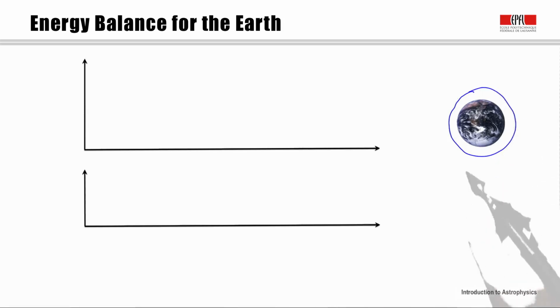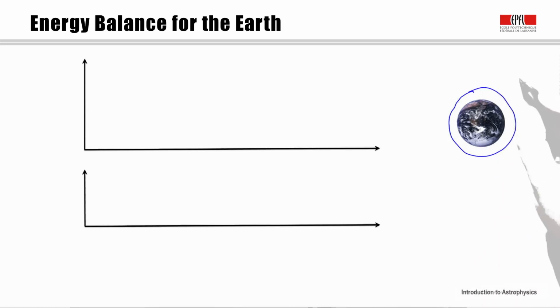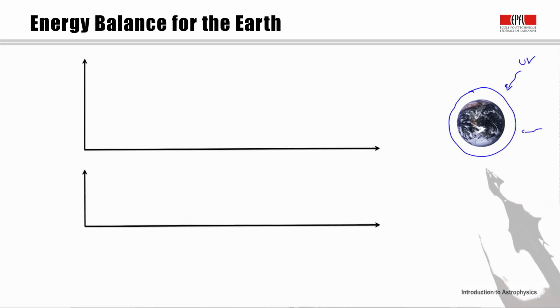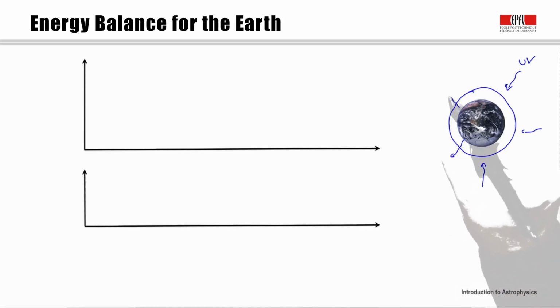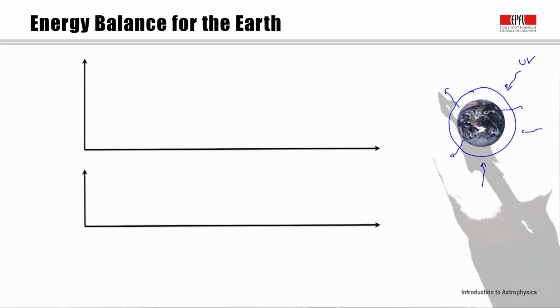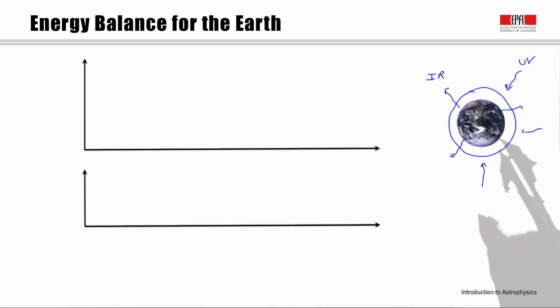acting as a filter. We have on the one hand the incoming radiation from the sun, which is UV and visible light, and on the other hand the outgoing radiation, which is infrared light. Since we have a black body with a temperature of 255 Kelvin, which peaks in the infrared domain.